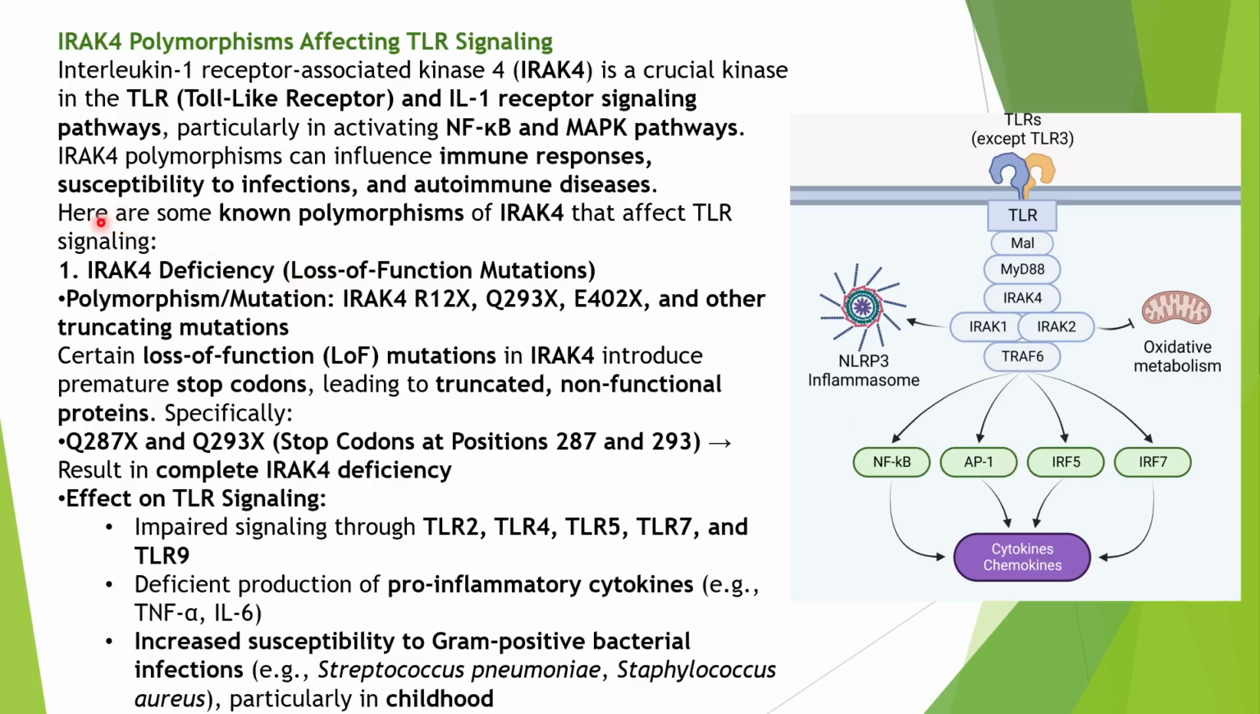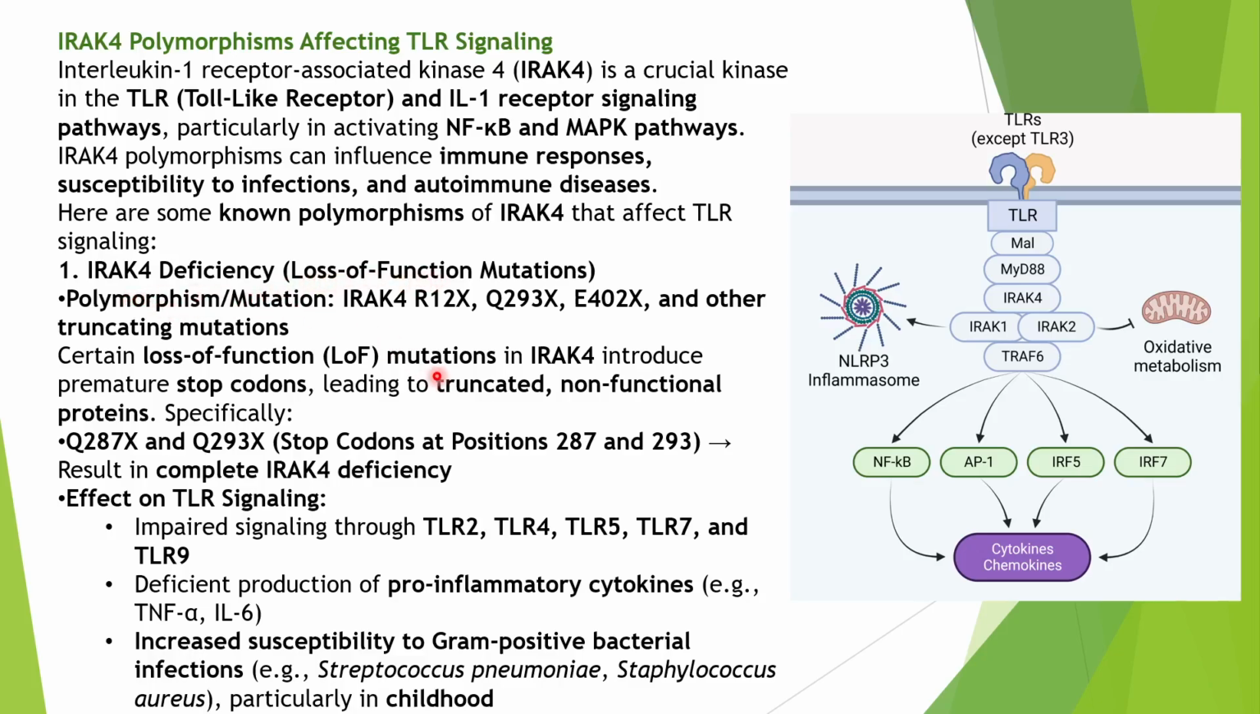So, some known polymorphisms. IRAK4 polymorphisms can influence immune response because it is a major kinase involved, and they make a person susceptible to infections and can also trigger autoimmune diseases. Some known polymorphisms of IRAK4 that can affect TLR signaling are IRAK4 deficiency or loss of function mutations.